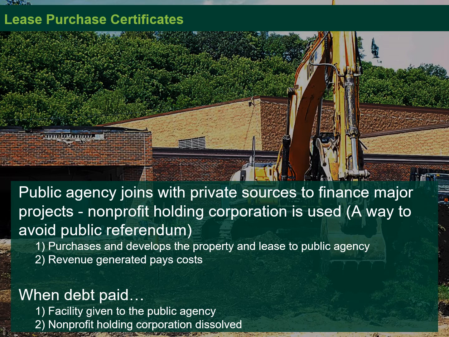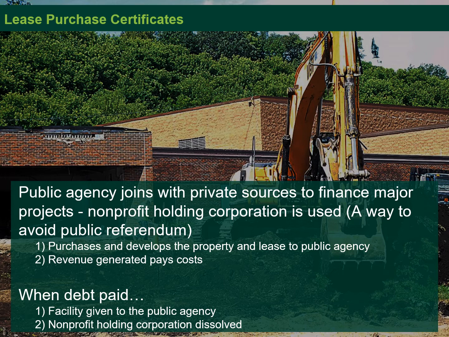So lease purchase certificates are things you may not have heard of as much. This is when a public agency joins with a private source to finance major projects. So you might have heard of a P3, or a public-private partnership. Here, a nonprofit holding corporation is used as a way to avoid a public referendum. So these two entities come together to form a nonprofit, so to speak. They can purchase and develop any property.